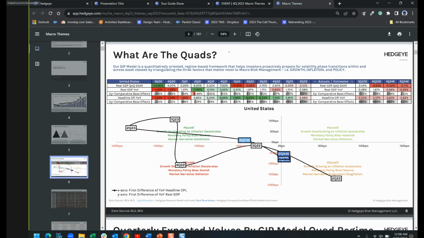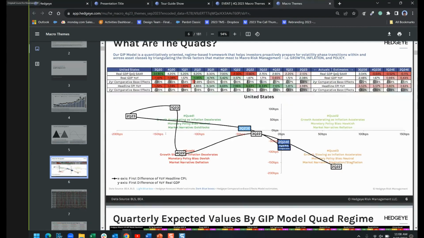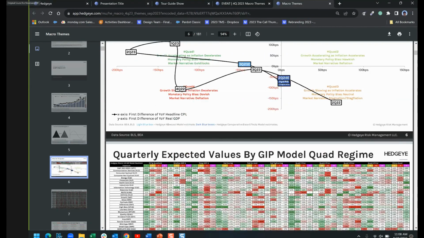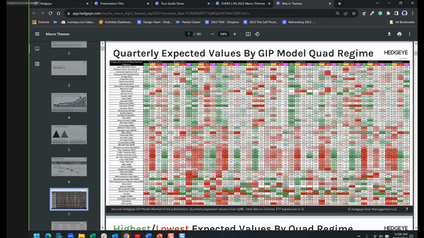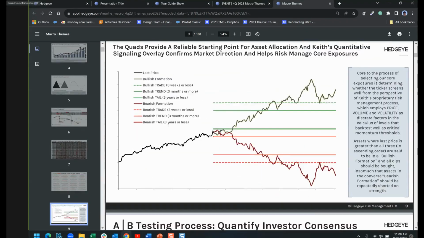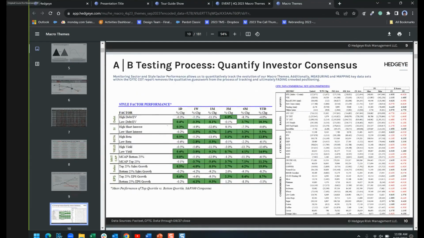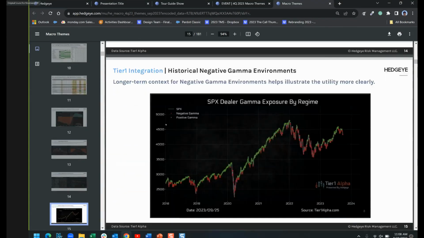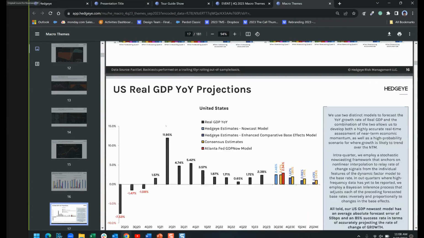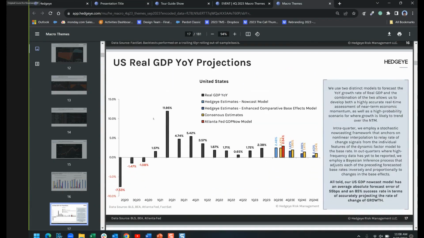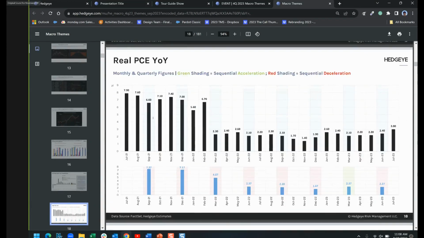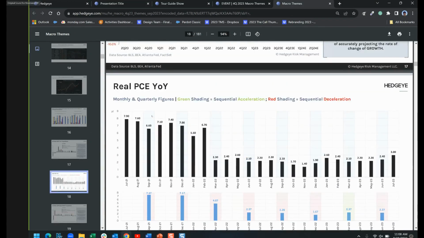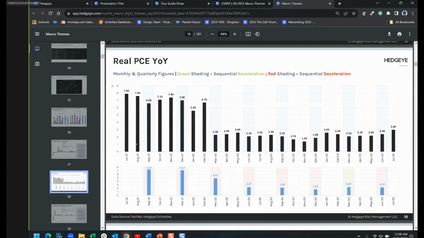So if you just keep scrolling down, you're in the macro themes, right? Yep. If you just keep scrolling down there, I think it's slide 10, no, 16 maybe. It's a new deck, I haven't seen this one yet. So keep going, you're going to get the monthly. There you go. So there's real PCE on a monthly basis. That's what I'm referring to.